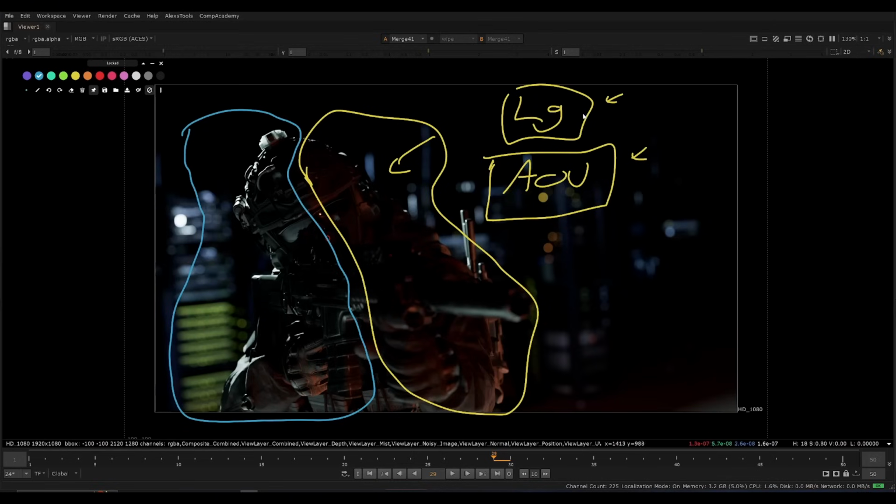Sometimes when you're controlling light groups, it can conflict a little bit with AOVs. The math won't add up exactly the same because maybe they were denoised slightly separately.